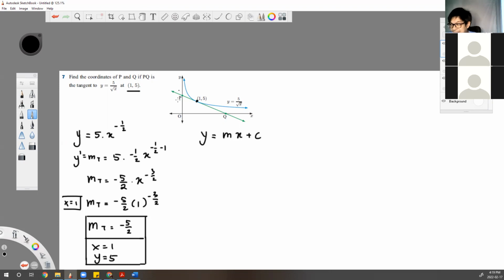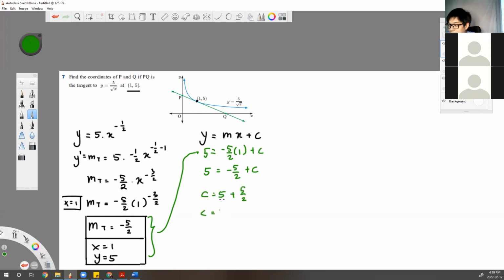So this is a line equation. Oh, wait, sorry. You have to put everything. 5 equals m x plus c. 5 equals -5/2 plus c. So the c will be 5 plus 5/2. So c will equal 15/2, right?